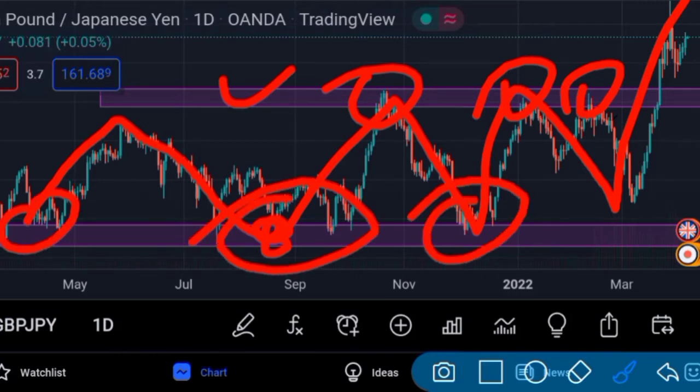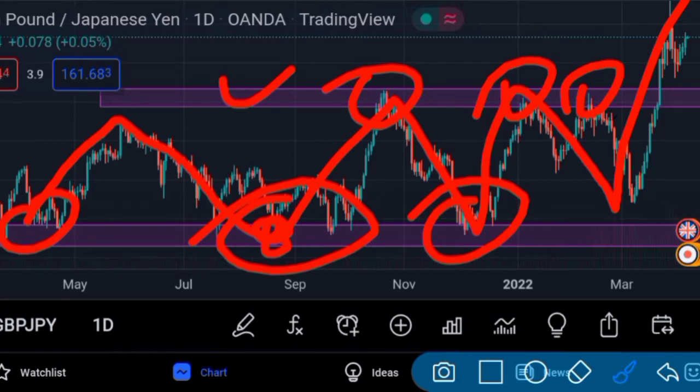Most people look to trade third touches. Some look to trade second touches. Like me, I trust the first touch. I also like trading the second touch, and then there is the third one as well. These are major points where price must give a reaction.